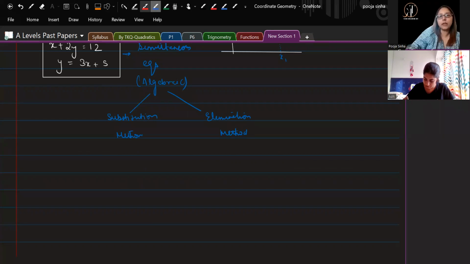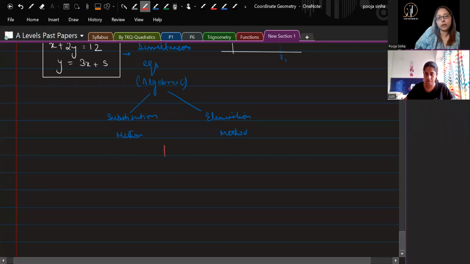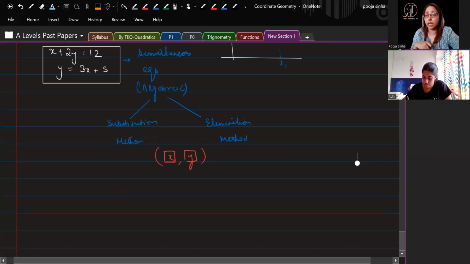And दोनों का end result क्या होगा? You will figure out the two values of x and y, those x and y values at which they are like beating each other. Okay. So let's say this is applicable to both a line and a curve and a line and a line. Okay. What do I mean by saying that?